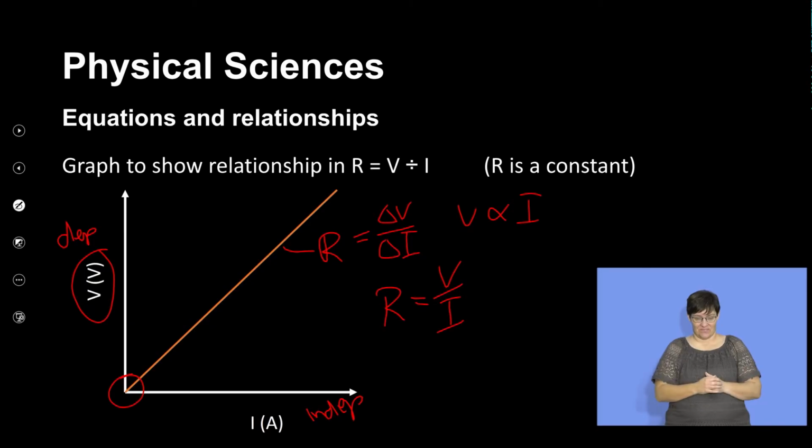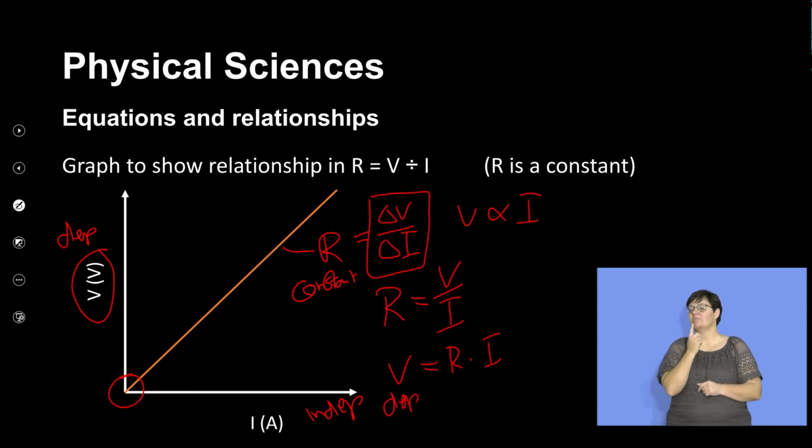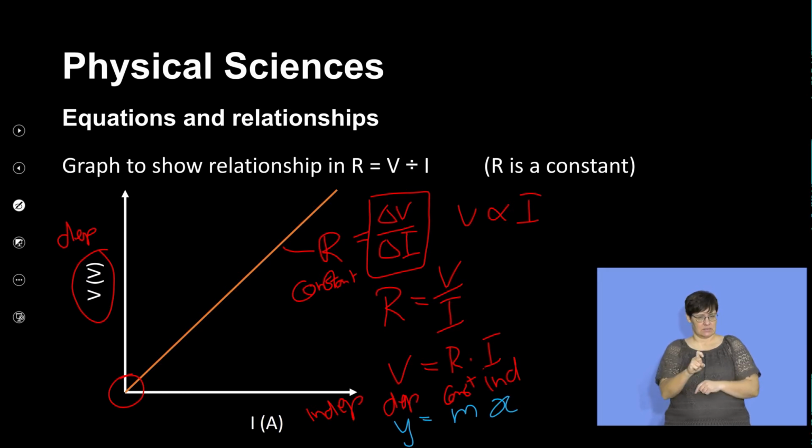The first one is when we've got a constant and we've got a fraction. And the second one is if we rearrange this in the form where we have the dependent variable, V, is equal to R times I. Now that one is the dependent variable, this is the independent variable, and that's the constant. And there you've got it. That looks just like the equation y equals m times x.